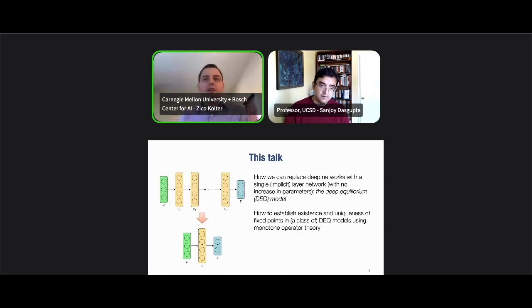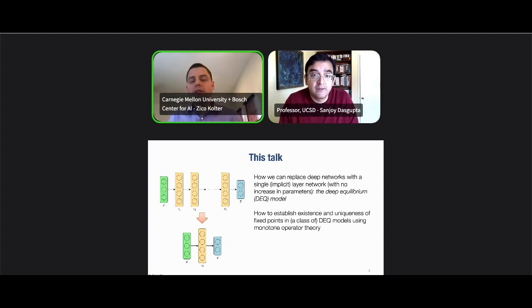So in particular, I'm going to talk about a different form of architecture, which we call the deep equilibrium model, or DEQ. And this will let us replace deep networks with many different layers with networks with a single layer. Can everyone see my pointer? It's not ideal, but I guess I'll use it around a little bit. Replace these traditional deep networks with a single hidden layer network.